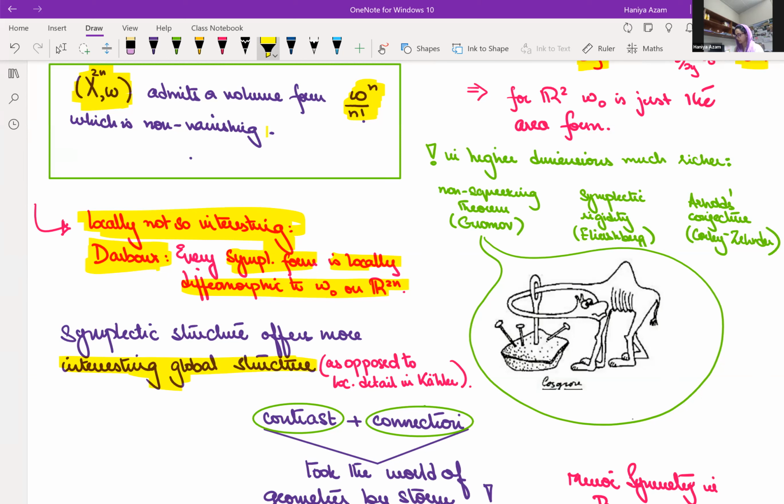So there's a whole lot of contrast. In higher dimensions, the local picture is still a little interesting. For instance, you have the non-squeezing theorem of Gromov. This is a nice picture. I took it from an article and I forgot to write down the reference, but this is not my own picture. The theorem is a symplectic geometric formulation of the phrase that you cannot pass a camel through the eye of a needle. And then you have symplectic rigidity and other results like Arnold's conjecture that I'm going to mention later on.